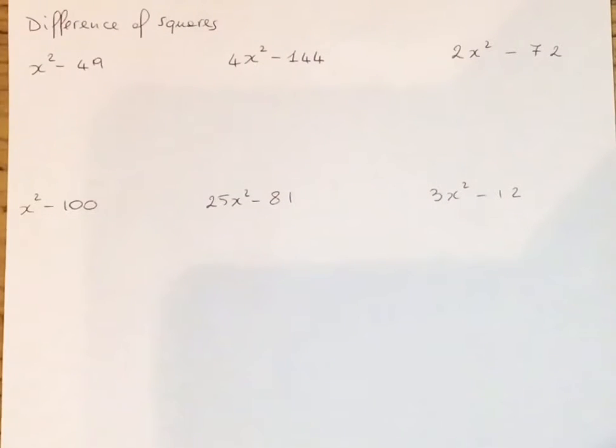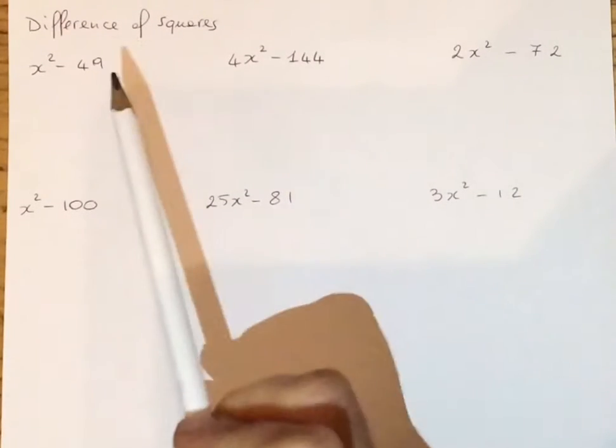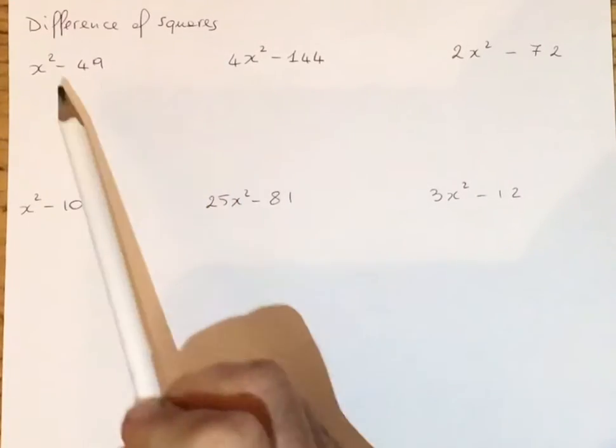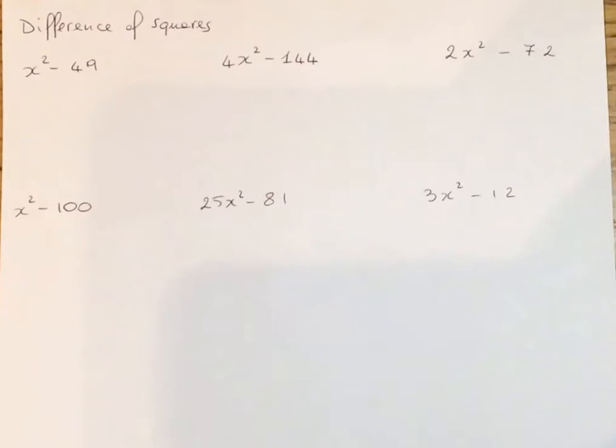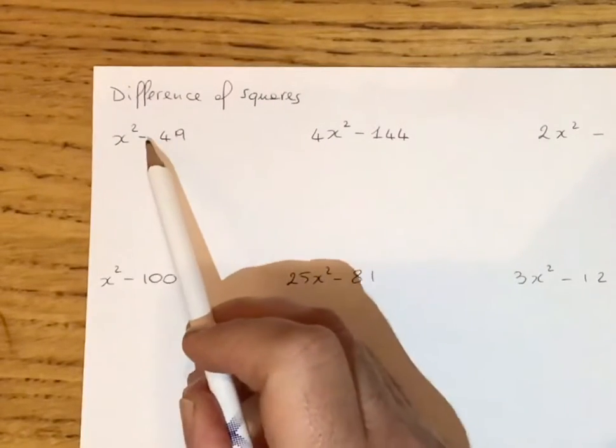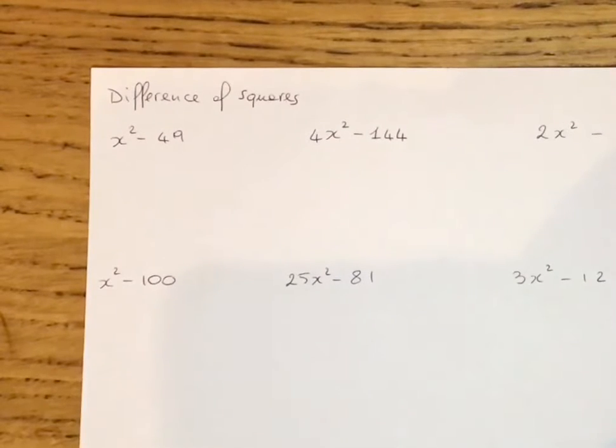Difference of squares, it says, also has to be the difference of two squares. So that has to be a square and that has to be a square, and there must be a negative sign in between them. So x squared minus 49.